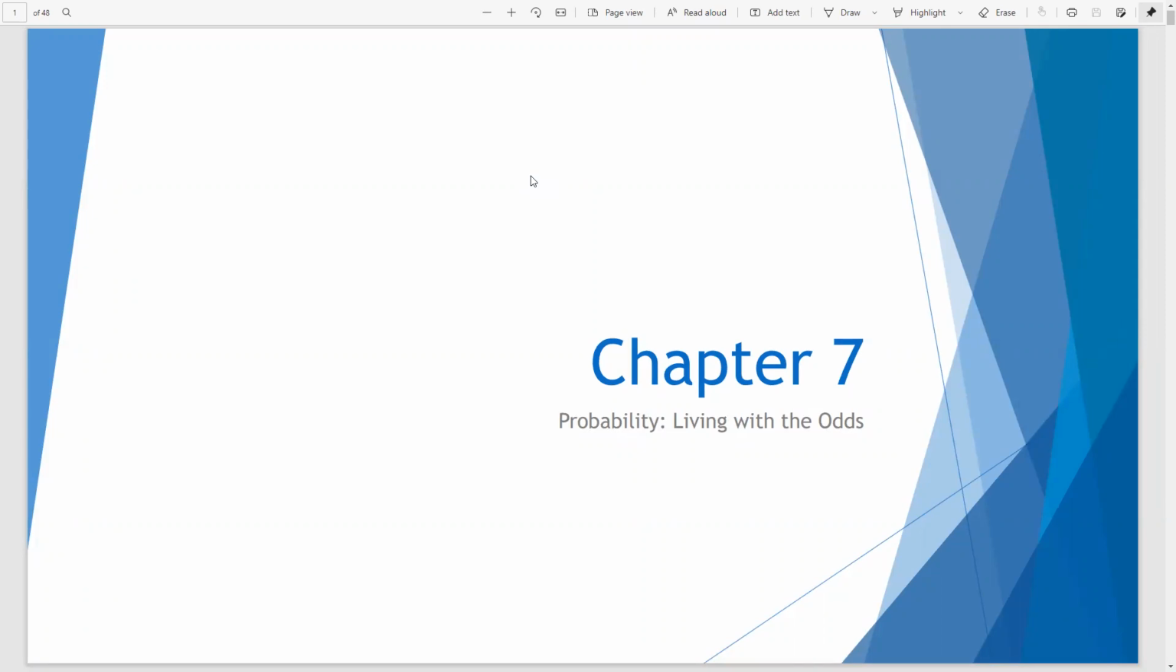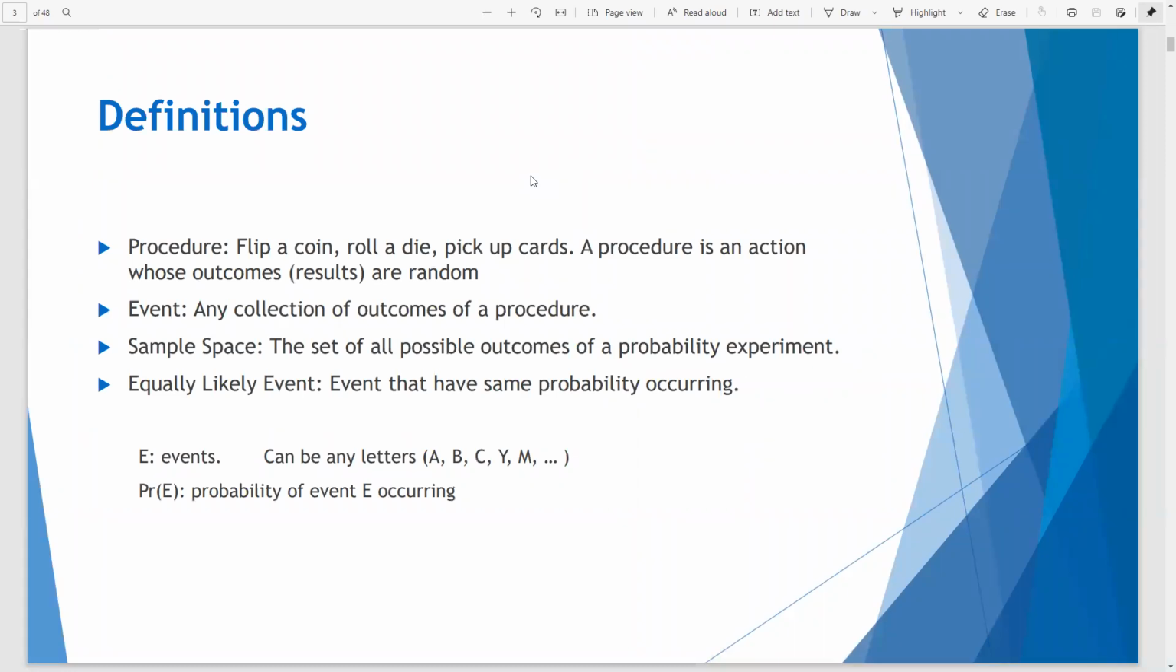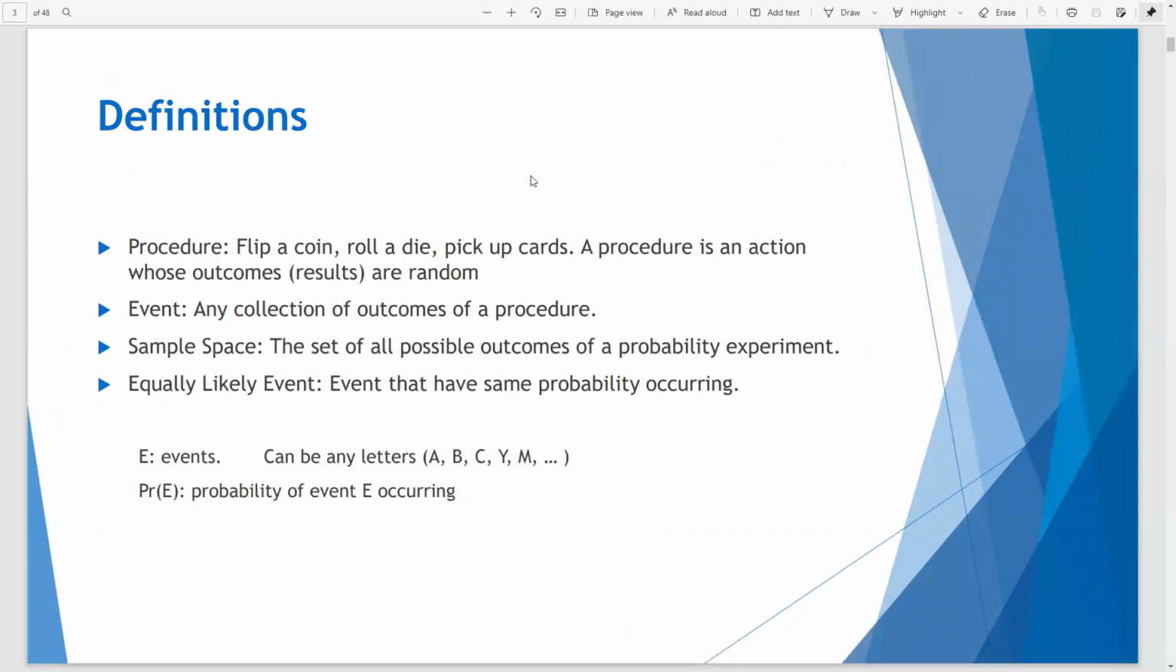That's our chapter 7, dealing with probability, right? Living with the odds. Okay, the first section is the fundamentals of probability. So there are a couple of definitions before we see the actual work, right? So definitions need to be clear.